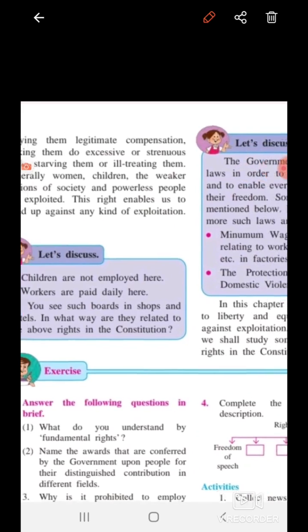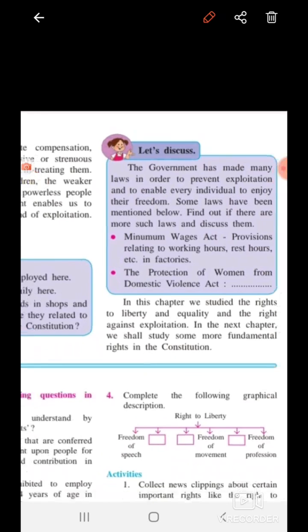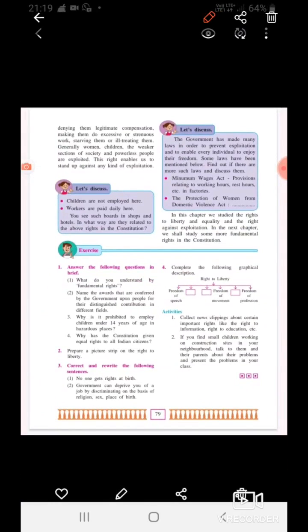Now in this chapter we have studied the rights to liberty, equality and right against exploitation. In the next chapter we are going to learn some of the more fundamental rights in the constitution.